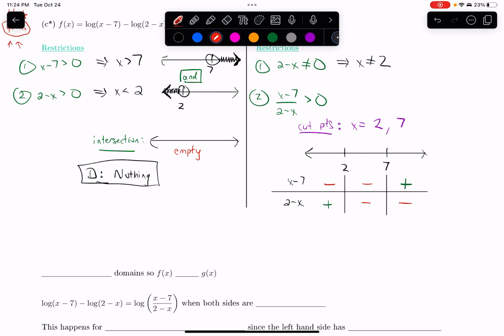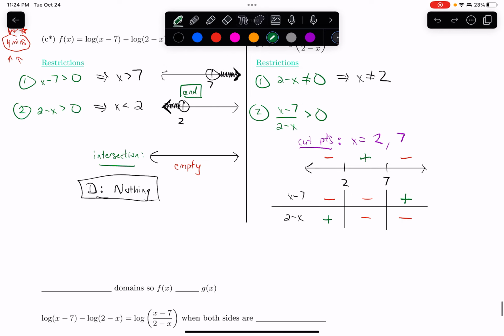So now we put these signs together. If I have a negative times a positive, that's negative. Here as well, positive times a negative, that's negative. But a negative times a negative is a positive. Okay, so those are the overall signs of this fraction in each region. My inequality says I want it to be greater than 0. That means I want it to be positive, so I'm going to be shading in the positive region.